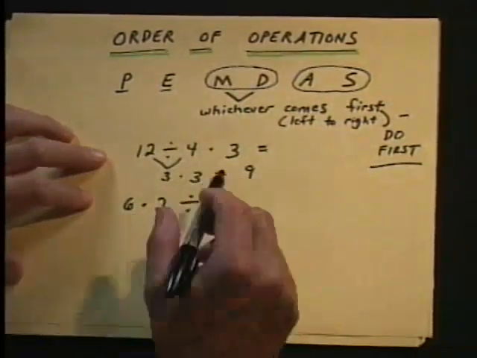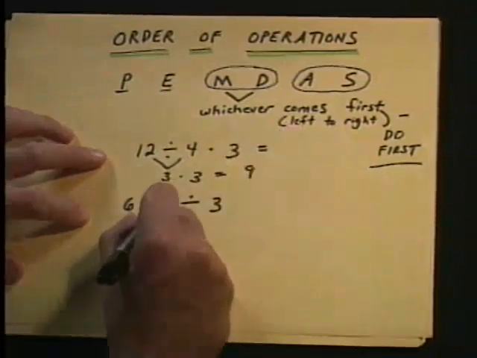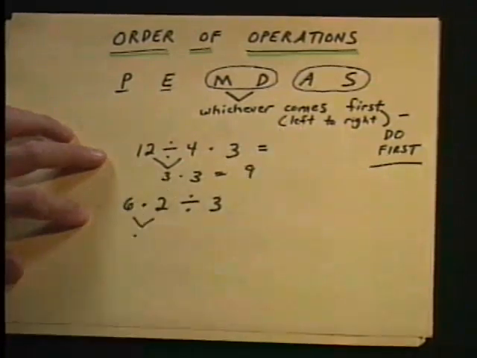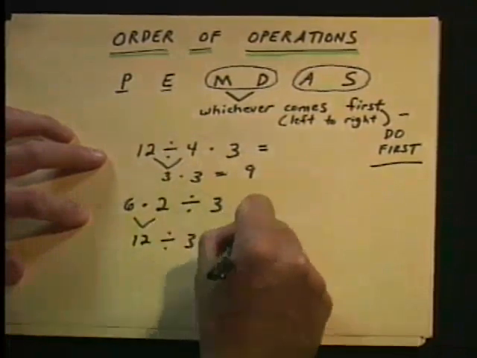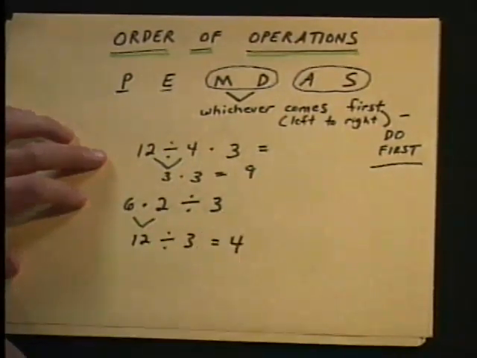All right. And in this next example here, 6 times 2, we would do that first since it comes first from left to right, would be 12 divided by 3, and that gives us 4.